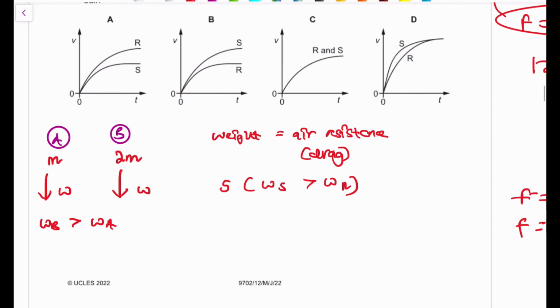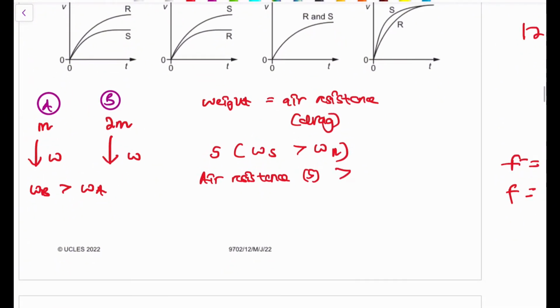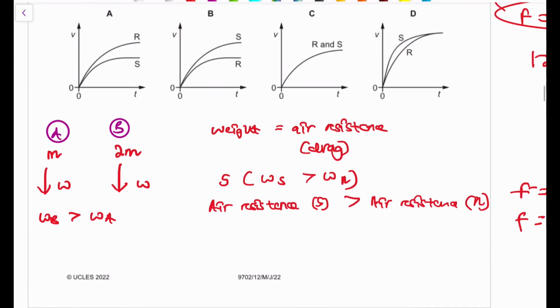It means that for equilibrium to be reached, for terminal velocity to be reached, the air resistance of the stone has to be greater than the air resistance of the foam rubber. Very important. So as the weight of the stone is greater than the weight of the rubber, the air resistance of the stone will also be greater than the air resistance of the rubber.